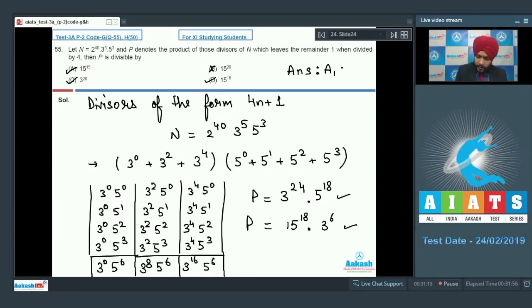Okay. With this, we are done with this section. Let us move on to match the column type questions.